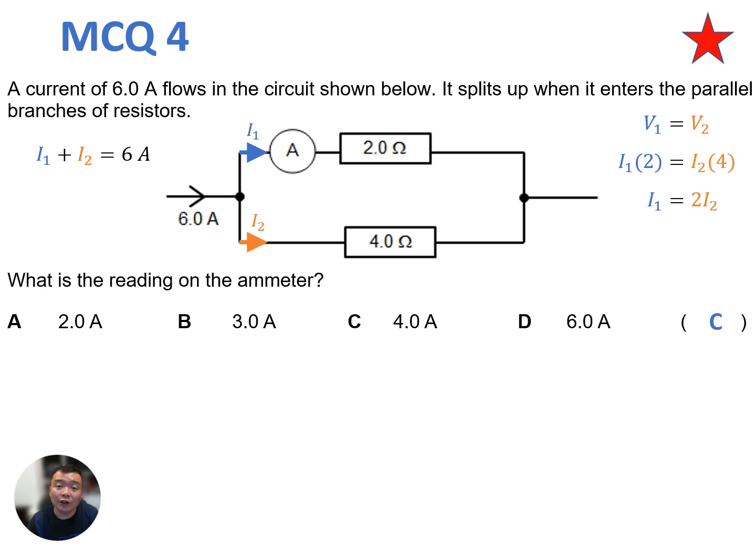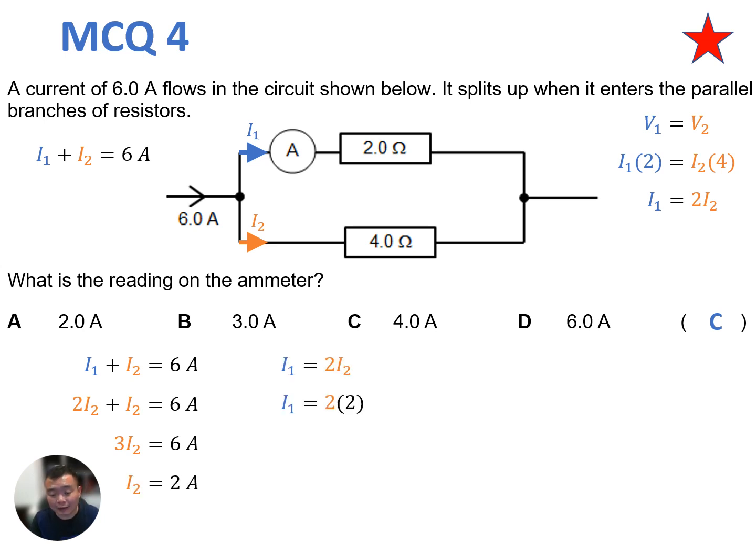So now we have two equations with two unknowns, I1 and I2. We can do a simultaneous equation by using the first equation and replacing I1 with 2I2. Once we solve the simultaneous equation, we'll be able to get the values of the two currents, I1 and I2, and that's how we get a value of 4 amperes as the answer.